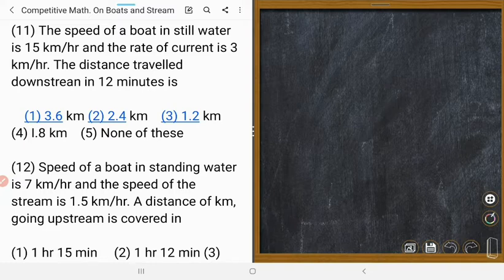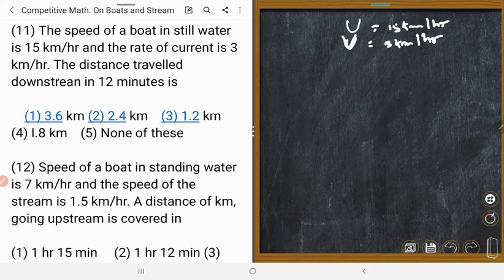The speed of a boat in still water is 15 km per hour. That is U. And the rate of current is 3 km per hour. That is V. U is equal to 15 km per hour, V is equal to 3 km per hour. Could you understand?